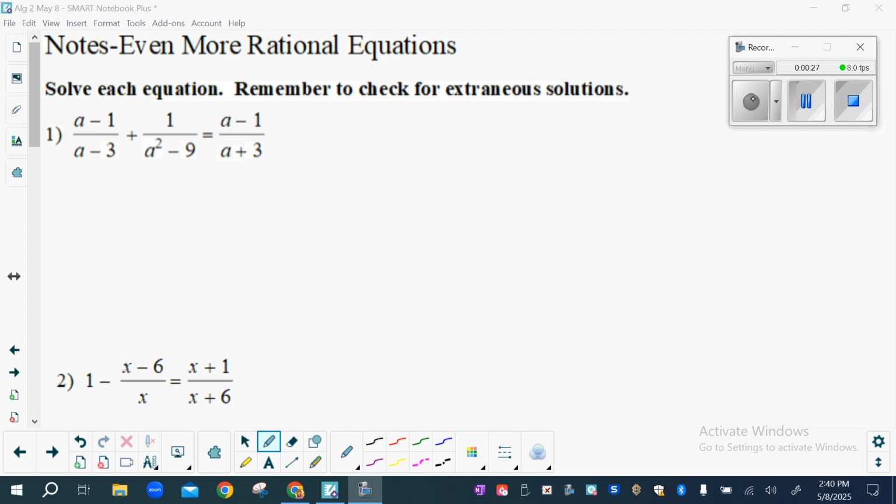Yes. How does a squared minus 9 factor? A plus 3, a minus 3. Yep. So what's in this denominator that's not in this one? A plus 3. So this one we're good. What is missing in this denominator? A minus 3.